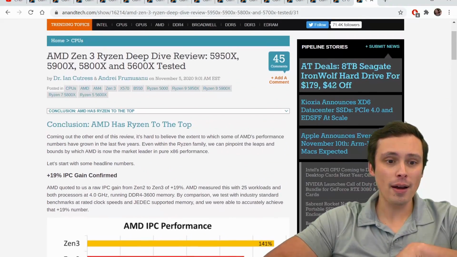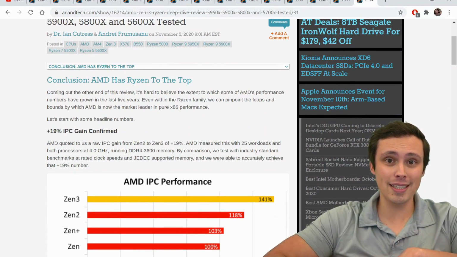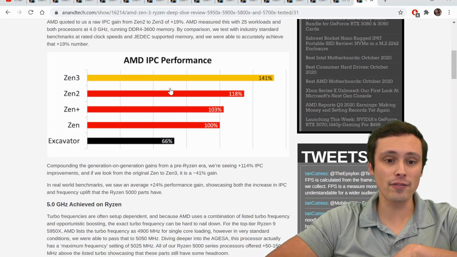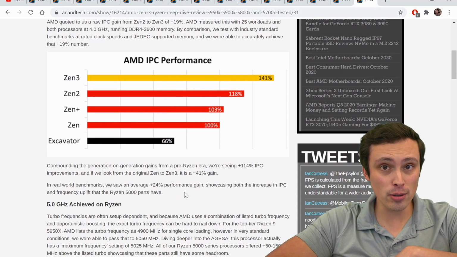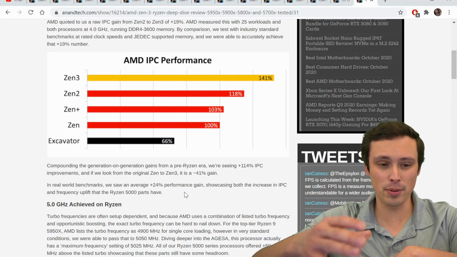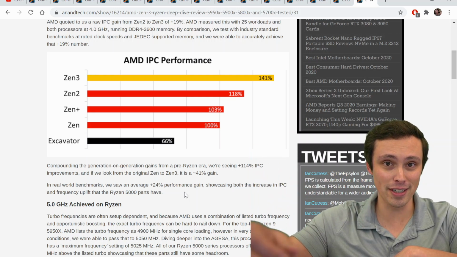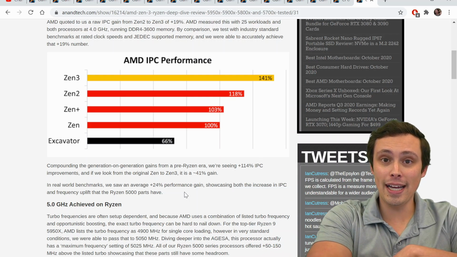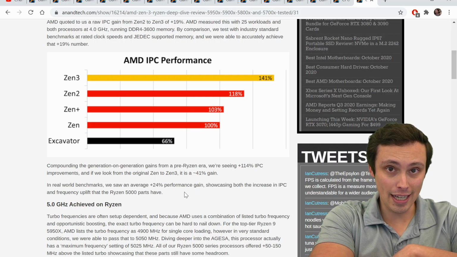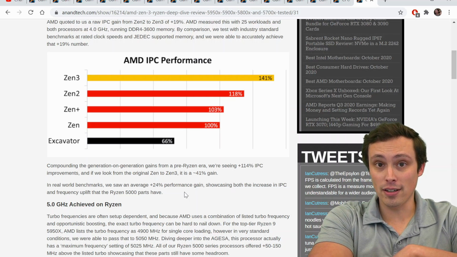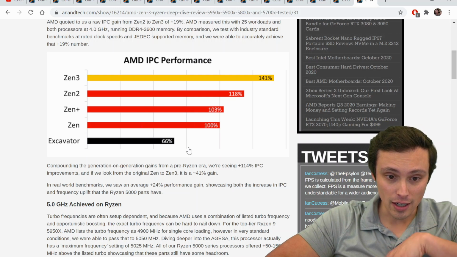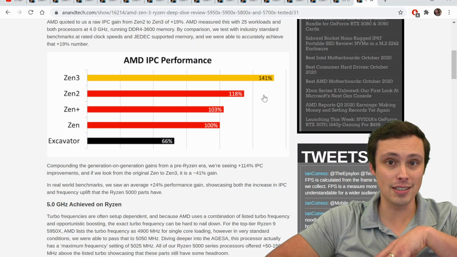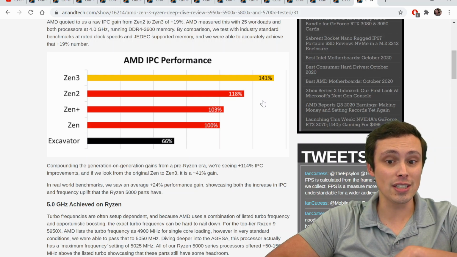So I'm not going to go through this entire review. It's incredibly extensive. The link will be in the description. But first of all, AMD promised huge instructions per cycle improvements over the previous generation. And that was stated by AMD that they'd have a 19% gain. But we want to see independent confirmation of that. And according to this review, they have delivered, which is huge.